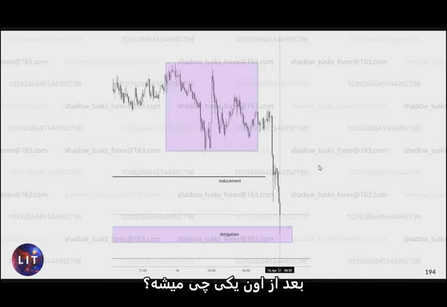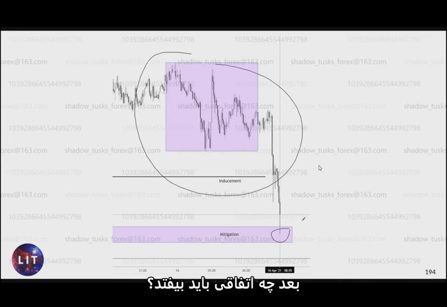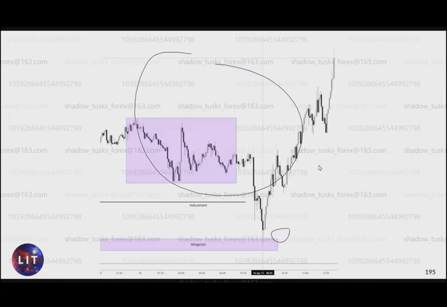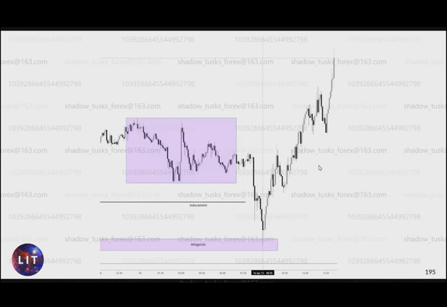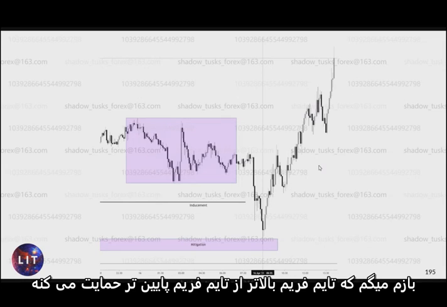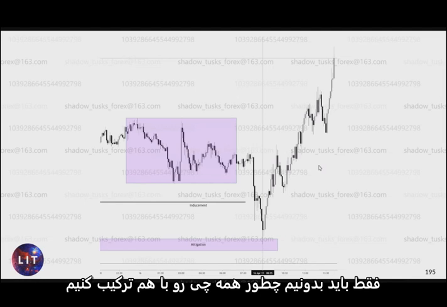Right? And guess what? What will happen after that one? With everything you know so far, just looking at this bigger picture, what should happen next? Of course, the tube, right? And then we look for entry opportunities, obviously, after that. Okay? And again, the higher time frames support the lower time frames, and the lower time frames support the higher time frames. It's always the same.